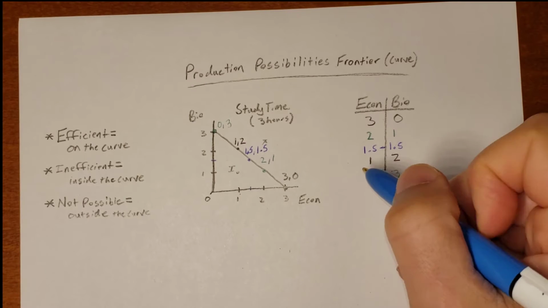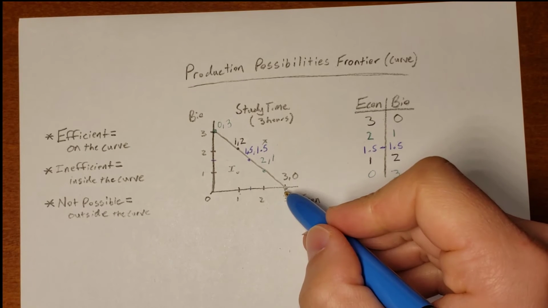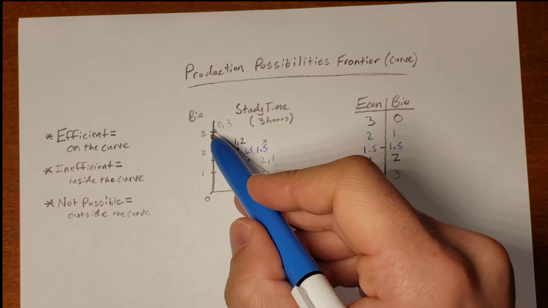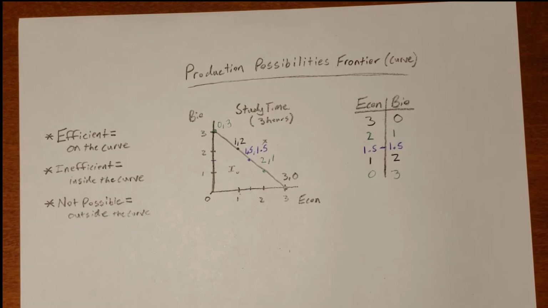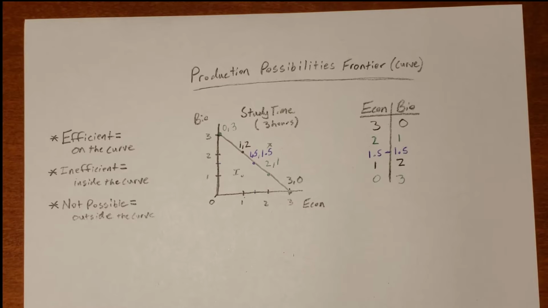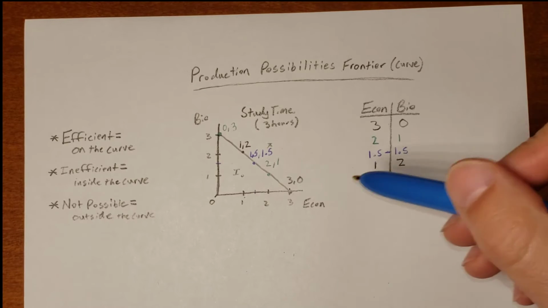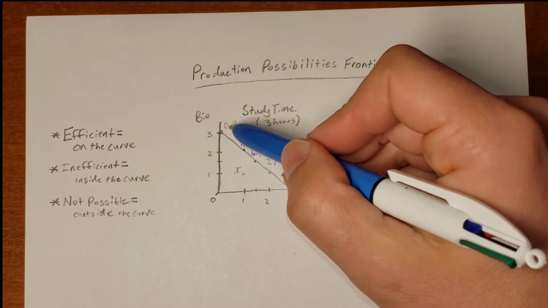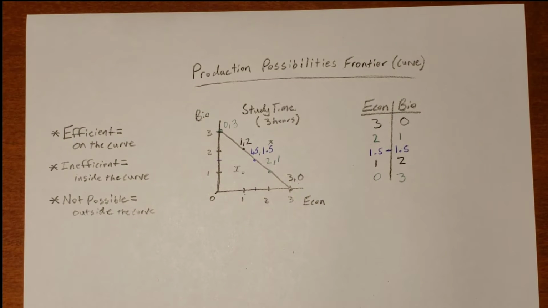And people will often ask, well, what's more efficient, to study 3 hours of economics and no biology, or 3 hours of biology and no economics? Well, the answer is that they're both efficient, right? Now, one might ask questions about what you should be studying. That's sort of a different matter. But in both cases, you're fully deploying your time in an efficient manner, meaning you're not wasting any of your resources.